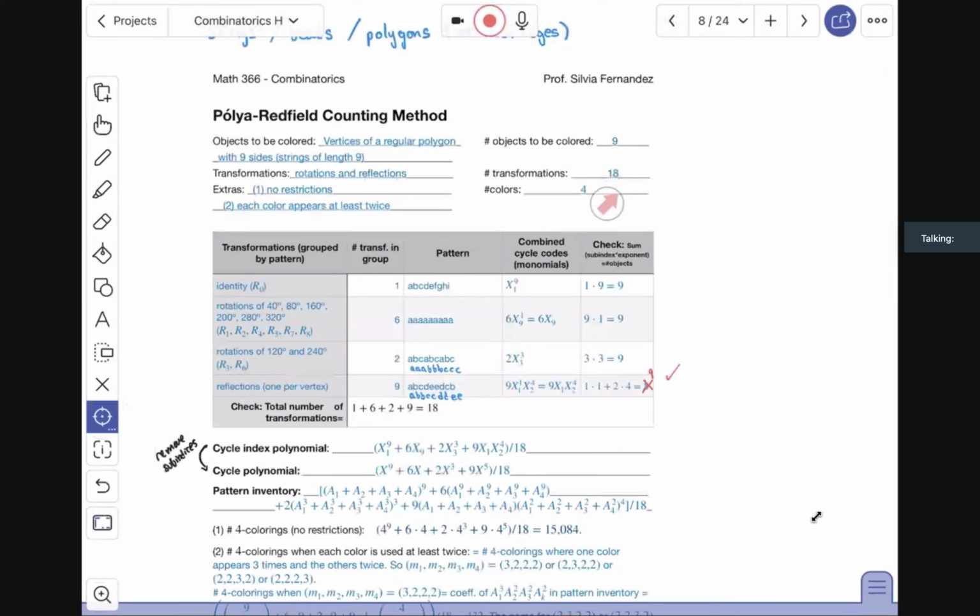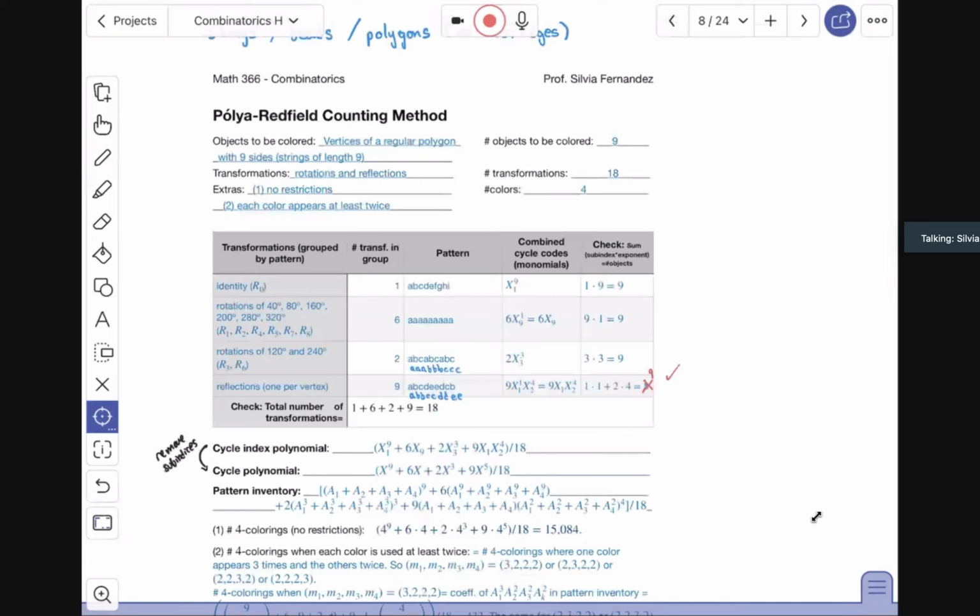Will it always be just the number doubled? Or no, no. For the polygons, yes, it's always double for the polygons. But in general, if you were doing maybe reflections in space, it's not necessarily.